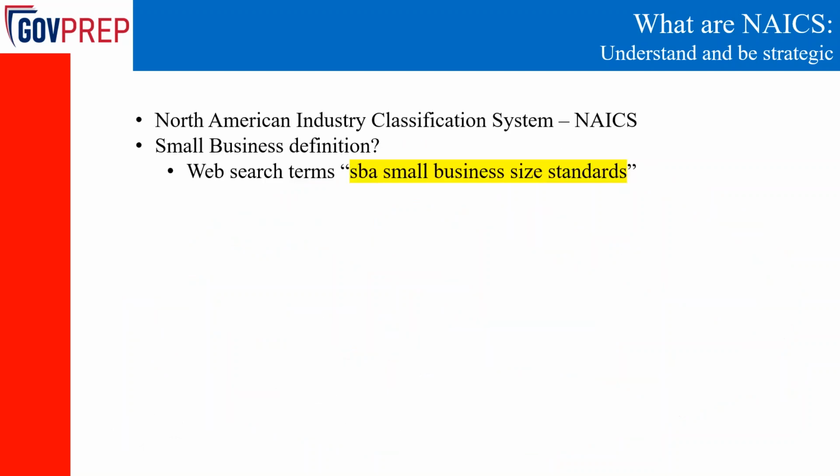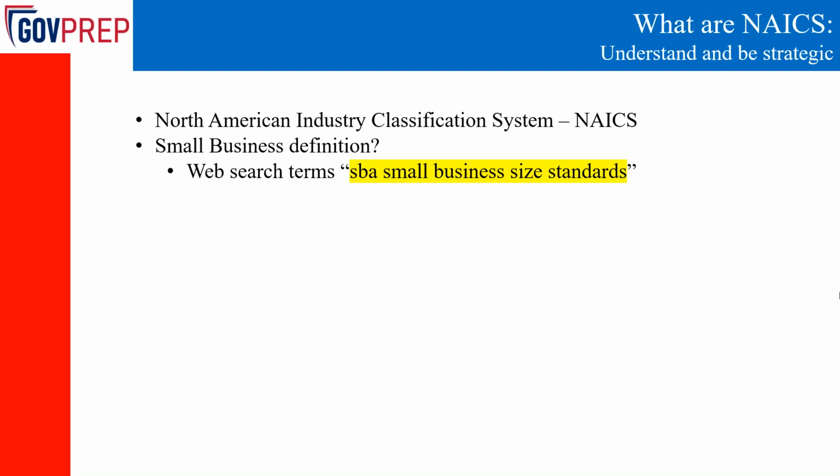So the Small Business Administration keeps up to date a list that's called the North American Industry Classification System. And to find this list, you can just do a keyword search for SBA, Small Business Administration, Small Business Size Standards.